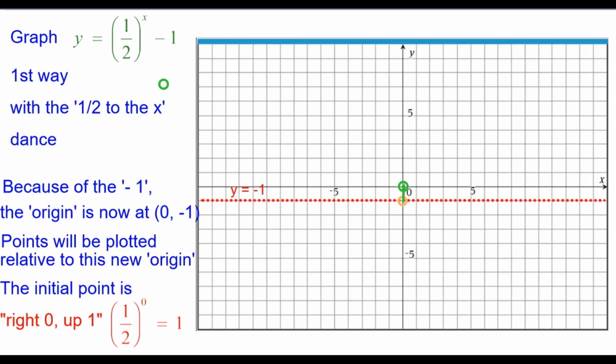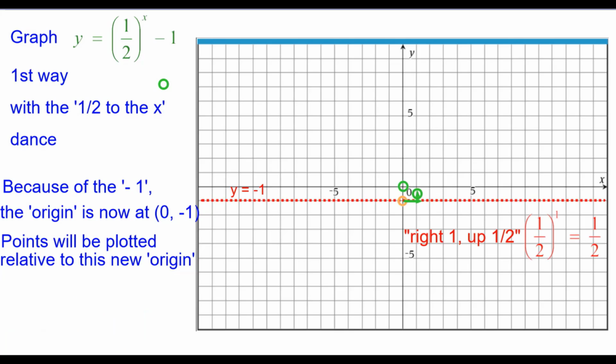The initial point will be at right 0 up 1 because 1/2 raised to the 0 power is equal to 1. From there, right 1 up 1/2 because 1/2 raised to the first power will be 1/2. Right 2 up 1/4. 1/2 squared is 1/4. And right 3 up 1/8 because 1/2 cubed is 1/8.